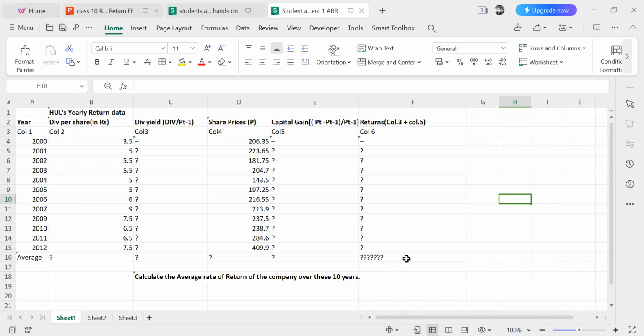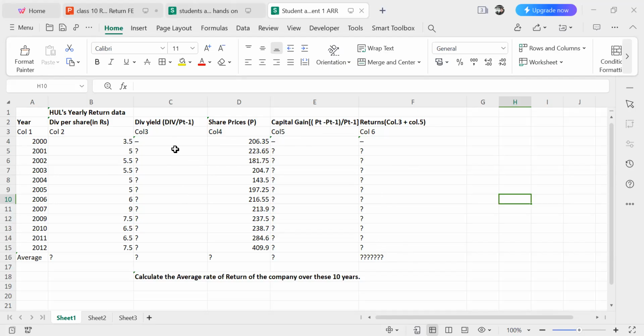The rate of return you have just calculated in the previous session is your dividend yield plus your capital gain or losses. You have to take the summation, which will give you the return over the various years. After getting the return of the various years, you take the average, which will be your average rate of return. So first find the dividend yield, then calculate the share price capital gain or loss. After that, take the summation.